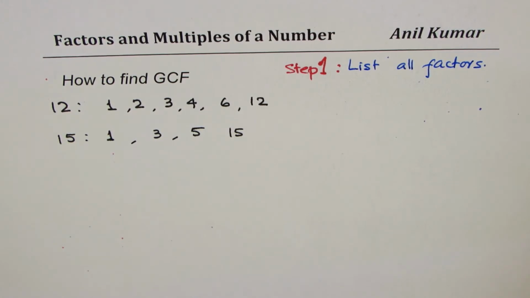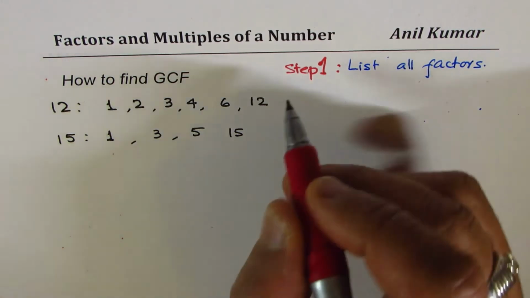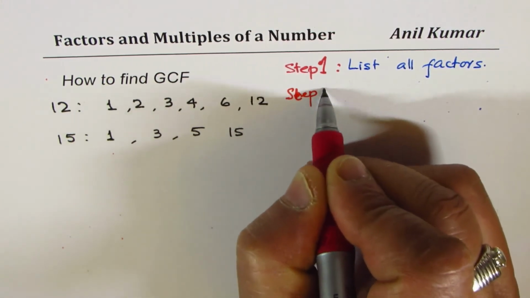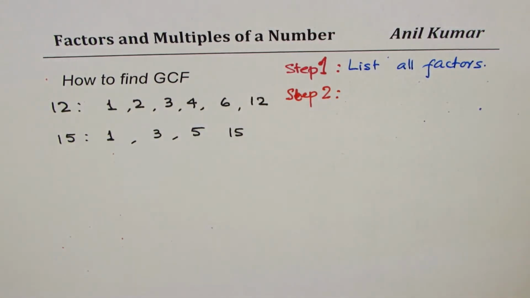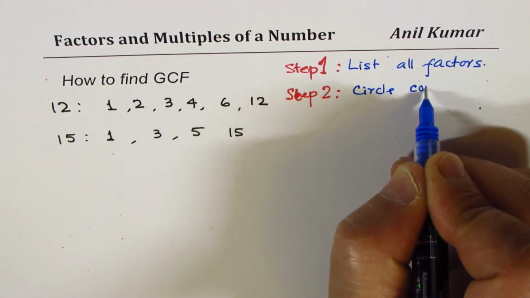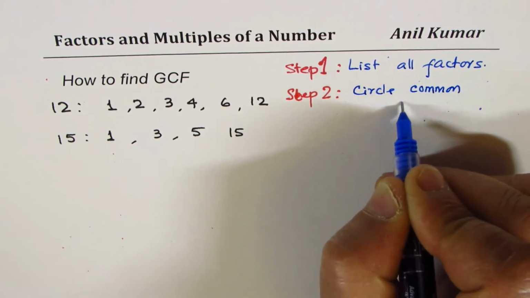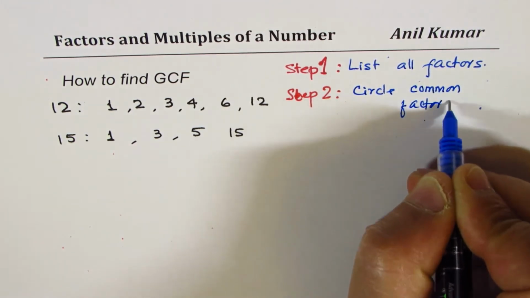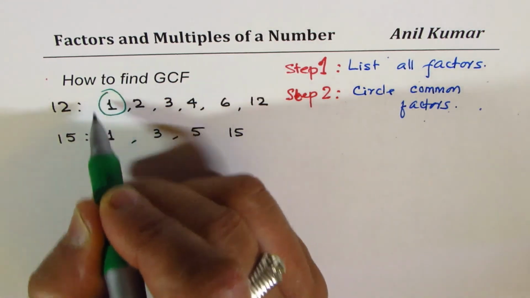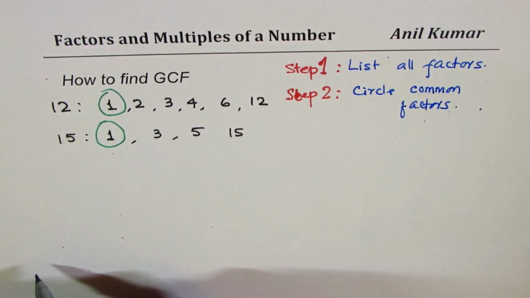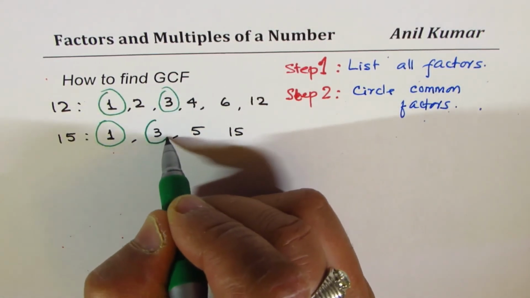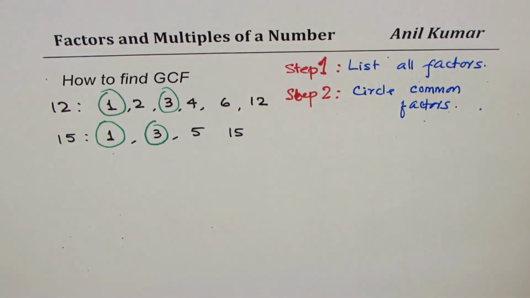These are the factors. Now, step 2 is to circle common factors. Correct. So let's circle. So always 1 is going to be common. So you don't have to think about it, right? What is something else? Yes, we do have 3 also common. So there are 2 common factors, correct?